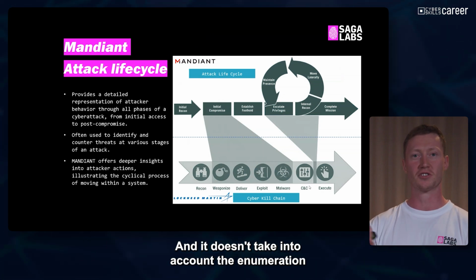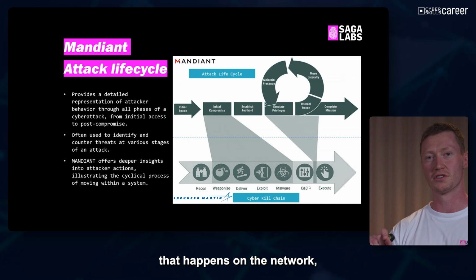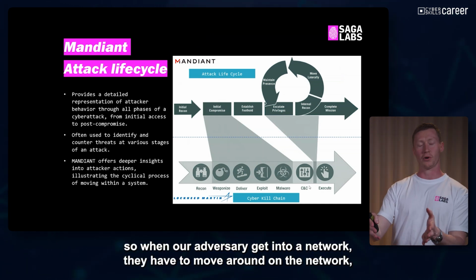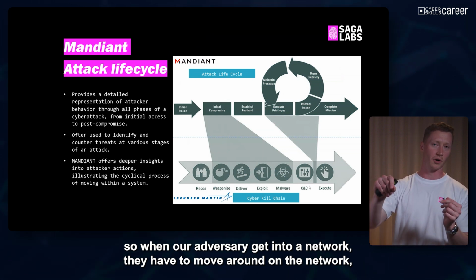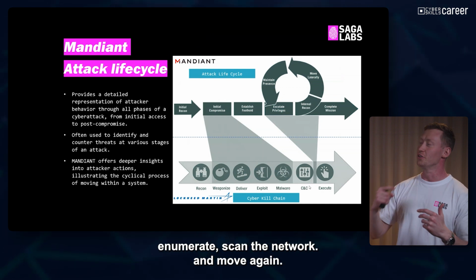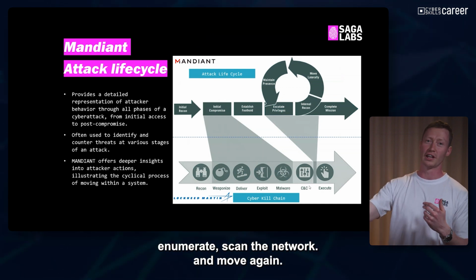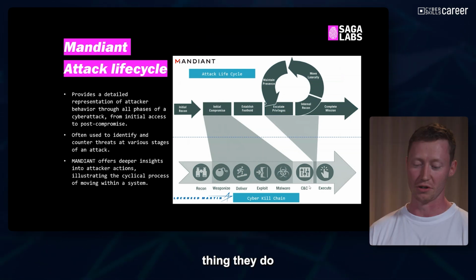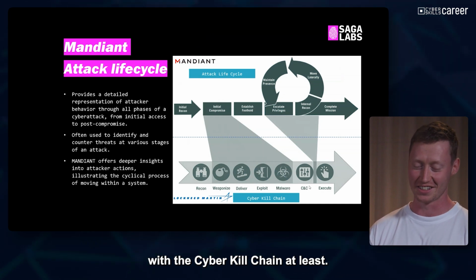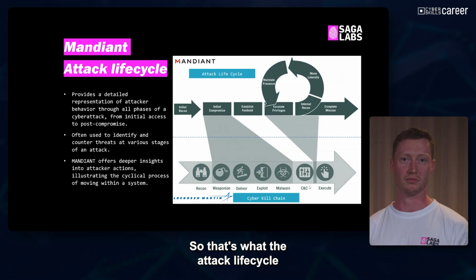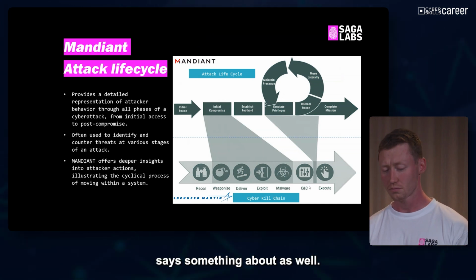The cyber kill chain doesn't take into account the enumeration that happens on the network. When our adversary gets into a network, they have to move around, and whenever they hit a new machine, they have to enumerate, scan the network, and move again. That's an iterative thing they do, and that's what the attack lifecycle says something about as well.